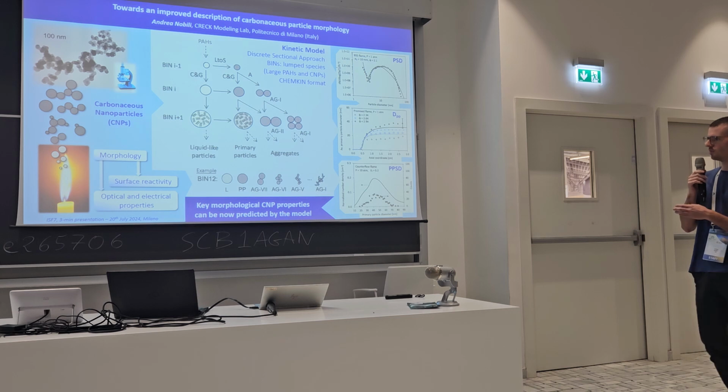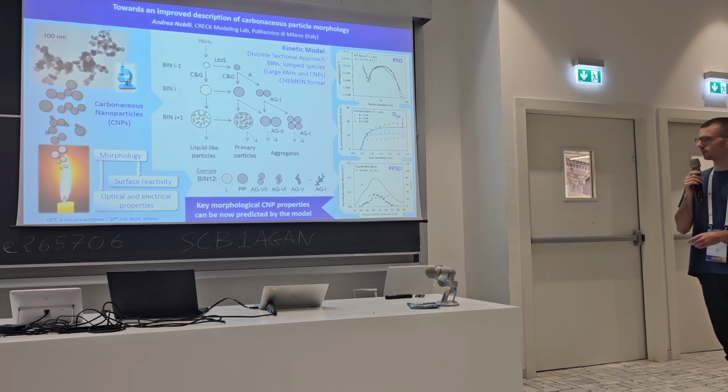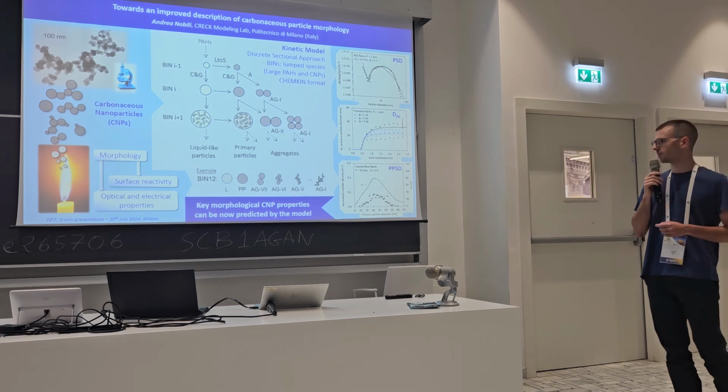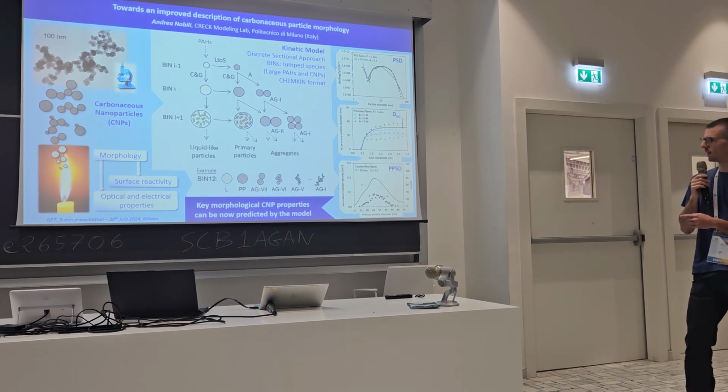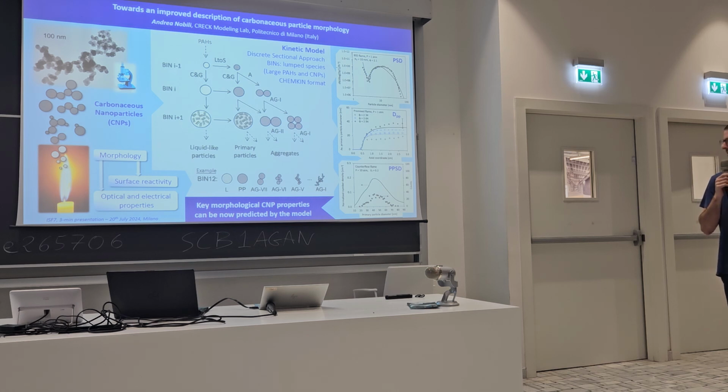mass, we have different shapes. We have spherical liquid-like primary particles, and then different aggregates that you can see below that can be formed either by a small number of large primary particles or by a huge number of small primary particles.